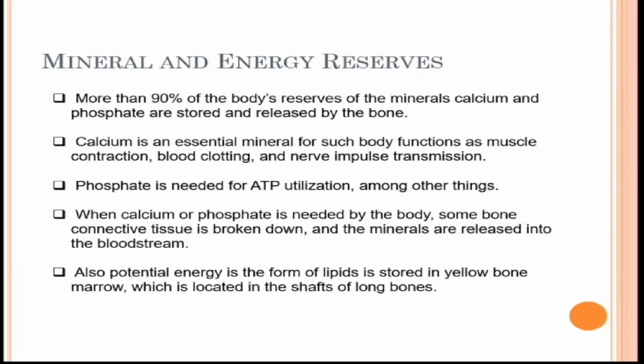When calcium or phosphate is needed by the body, as I explained, some bone connective tissue is broken down and the minerals are released to the bloodstream. Similarly, potential energy in the form of lipids is stored in the yellow bone marrow, located in the shafts of the bone. So in many ways, the energy reserves and mineral reserves are present in the bone.